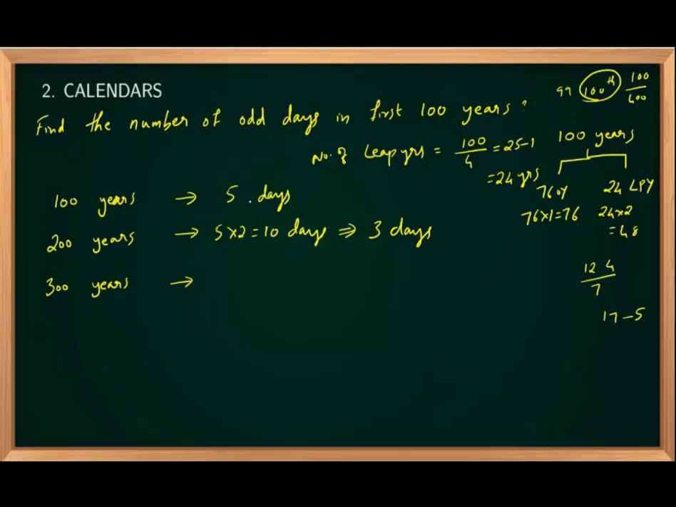For the first 100 years, it will be 5 days. So for 300 years, 5 into 3 equals 15 days. Take the remainder: 15 divided by 7, 14, and 1 day. Remainder 1. So the odd day will be 1 day.